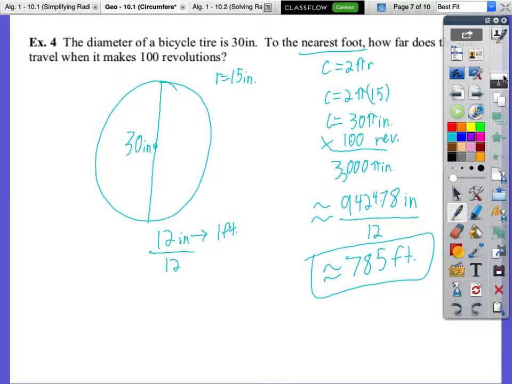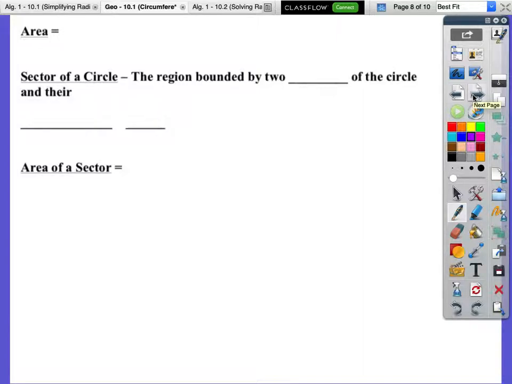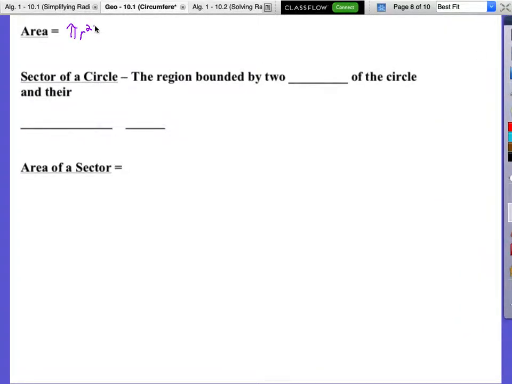Okay. So earlier someone asked me about r squared. Was that you, Carly? Yeah. So when we find the area of a circle, area is the space enclosed by the figure. So it's all the space inside a circle. Area of a circle will be equal to pi r squared. So you still use pi, you still use a radius, and you still use a 2.